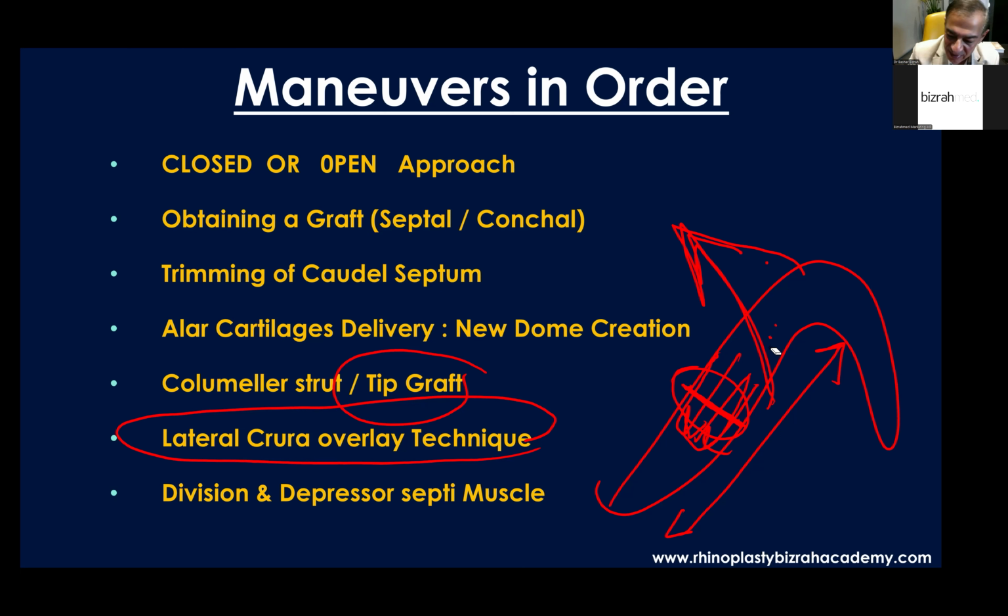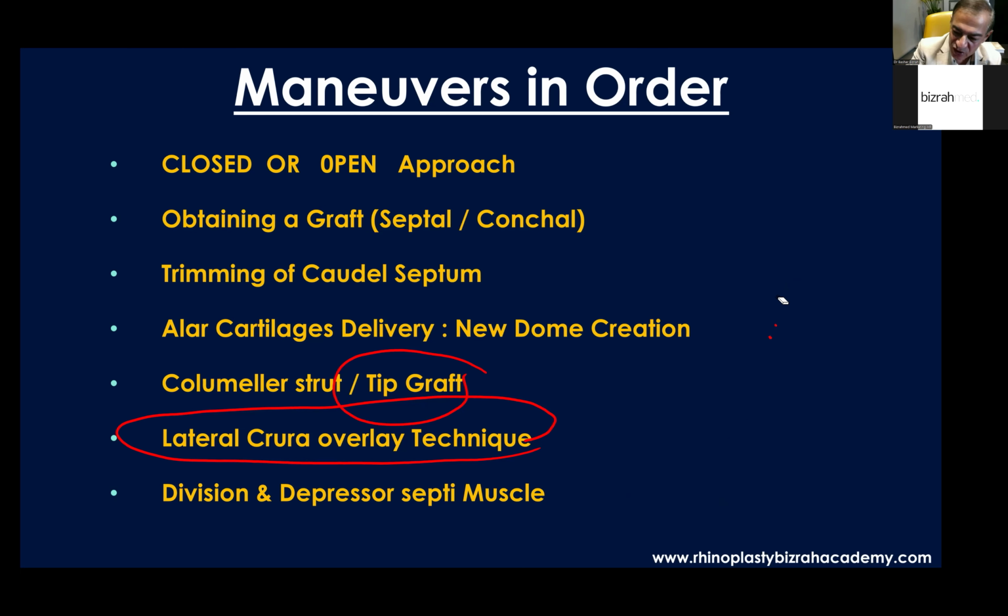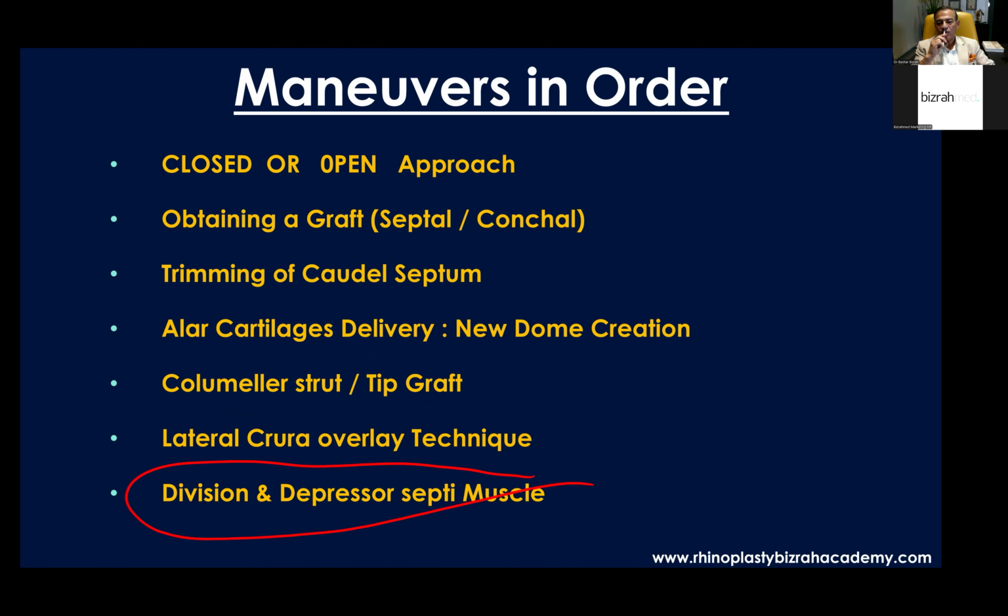And lastly, the division of the depressor septi muscle, very important, because the depressor septi muscle will cause tension on the tip and keep pulling the tip down when you're talking or laughing, and this will cause more tension in the tip. Therefore, the division of this muscle will release the tension from the tip and allow for more sustained and long-term adequate tip projection.